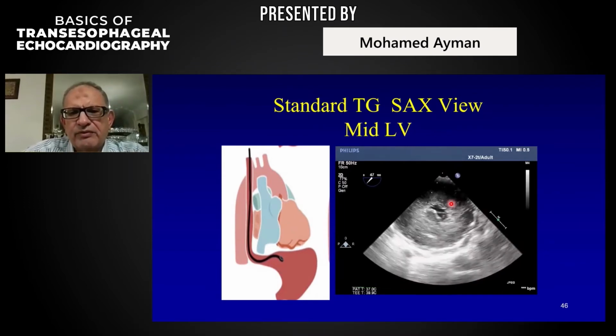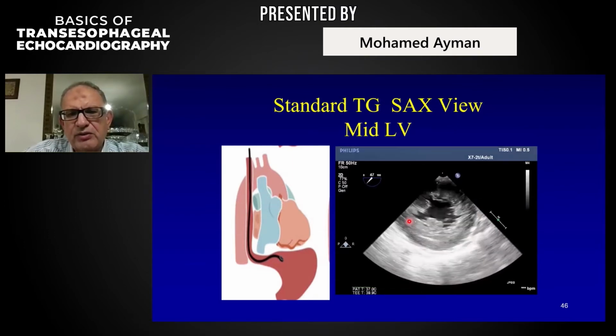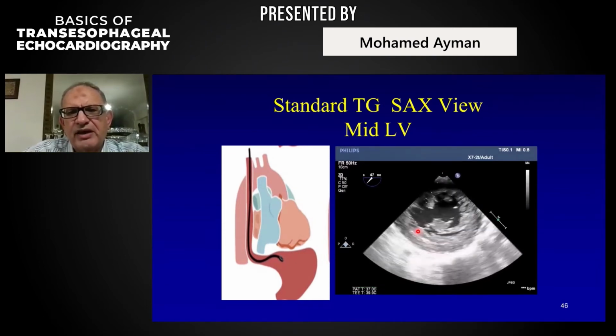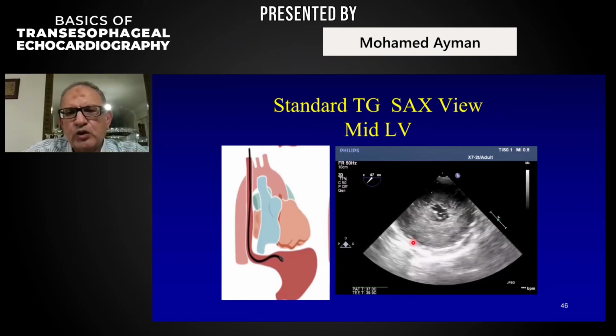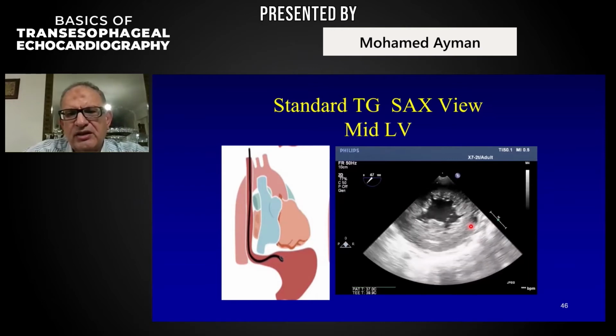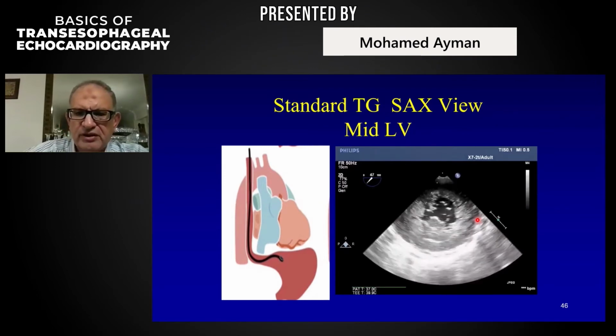Just by more advancement of the probe, now we are away. We have another short axis, transgastric view. We are now past the level of the mitral valve, and we are here in the left ventricular mid cavity at the level of the papillary muscles. Here you can see nicely the good contraction of the left ventricle. As you can see here, there is no regional wall motion abnormality in this patient, and the ejection fraction is perfect in this patient.